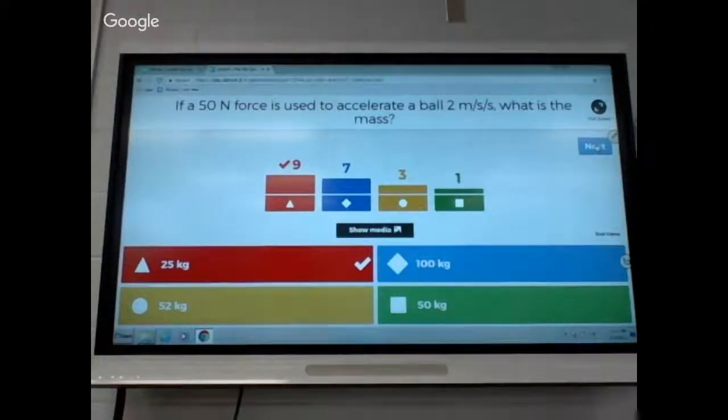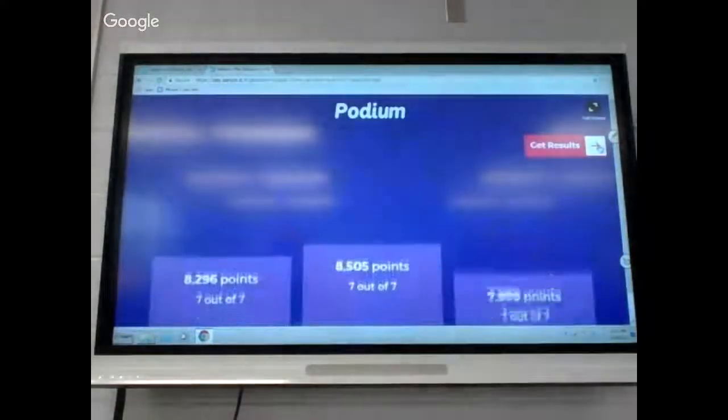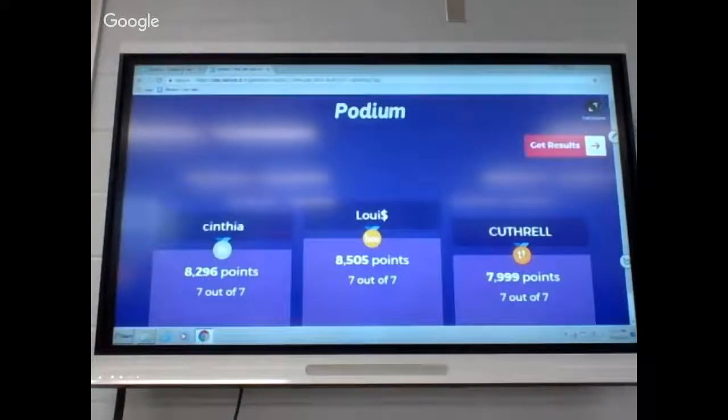It's the formula we're going to work with after the quiz. It's F equals MA. All right, again, you will not see that on the quiz today.